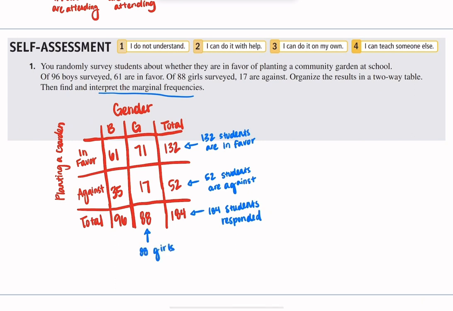88 girls responded, and 96 boys responded. If you flip-flopped it, so you put your gender as your rows and planting a garden as your columns, that's fine too, as long as this all matches the interpretation.